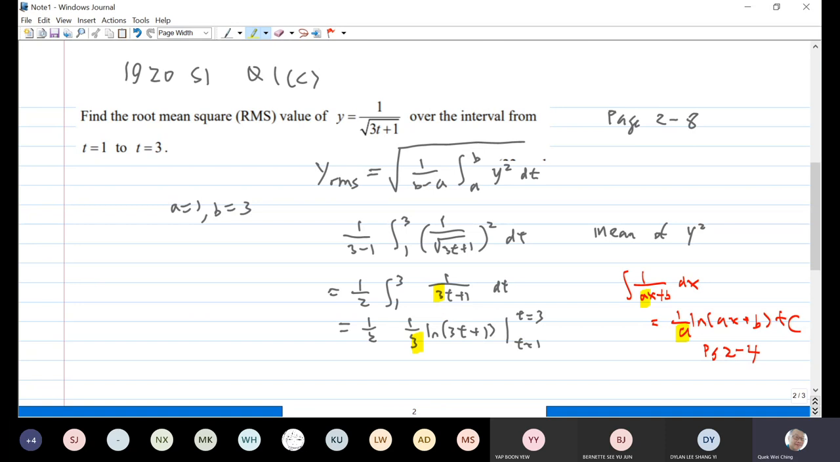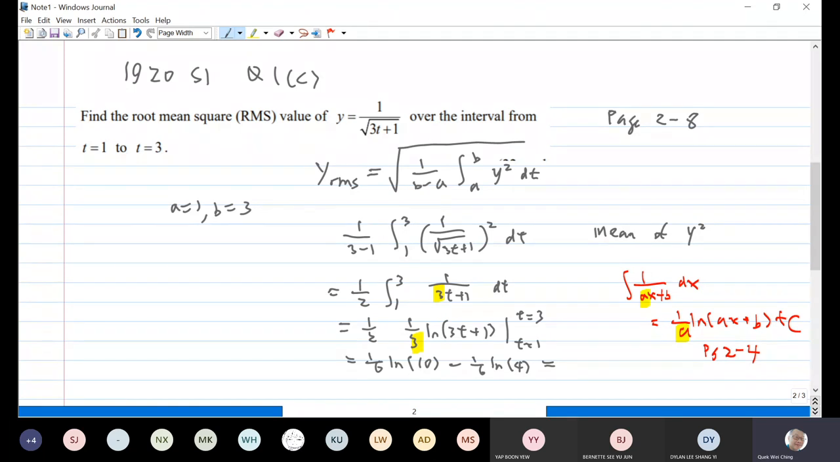Then you put it in the calculator now. So it's 1 over 6 ln. Put t equal to 3, you get 10, 3 times 3 plus 1 is 10. Minus 1 over 6. Put t equal to 1, 3 times 1 plus 1 is 4. So then you press the calculator, ln.